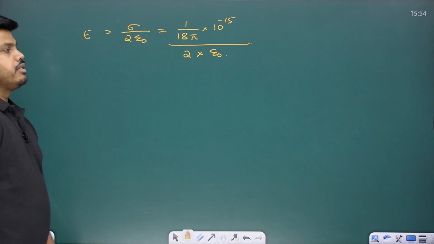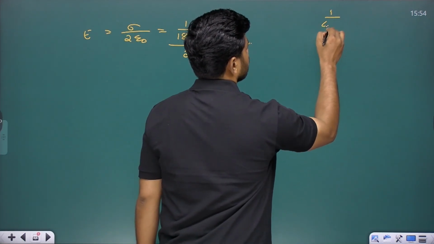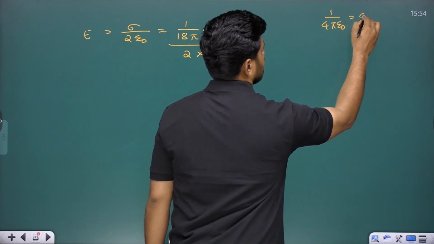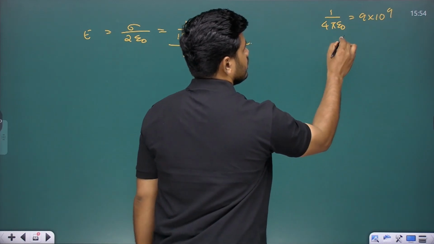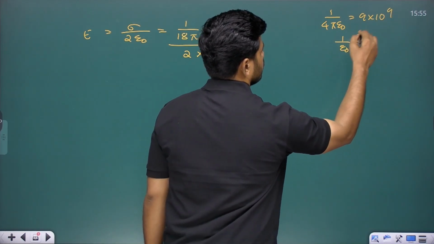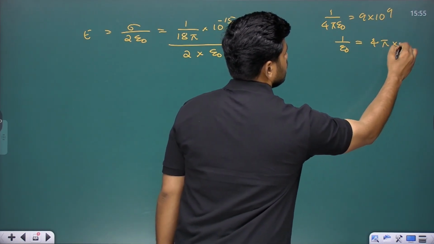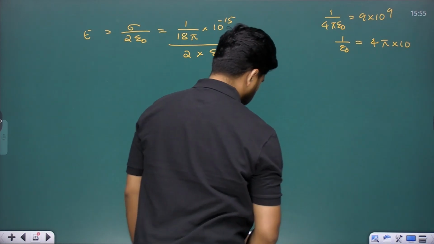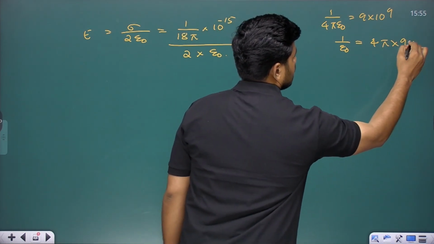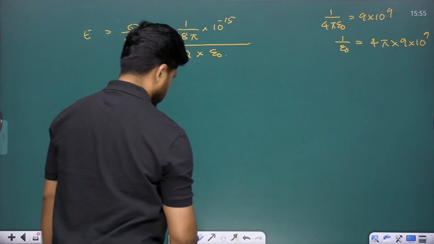Okay, we can do one thing here. We know 1 by 4 pi epsilon 0 is equal to 9 into 10 raised to 9, right? So what could be 1 by epsilon 0? 4 pi into 9 into 10 raised to 9, correct? So that will be easy for calculation then.